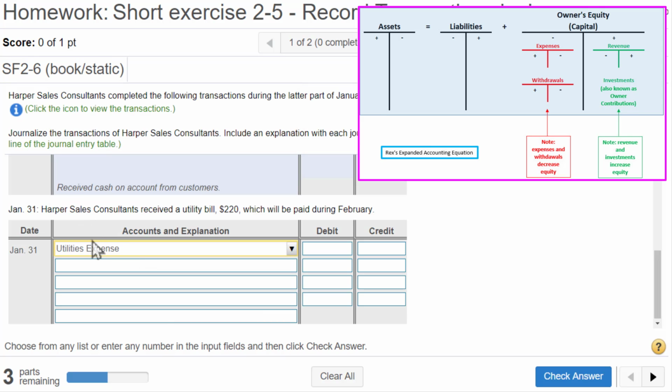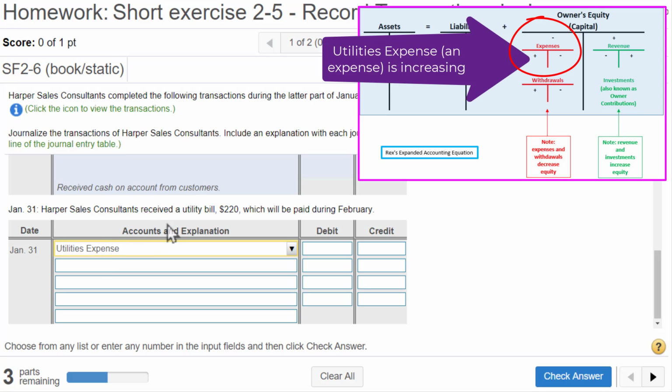And utility expense is an expense, obviously. Do we have more expense or less expense? We have more. And how do expenses increase? Debit or credit? They increase on a debit.